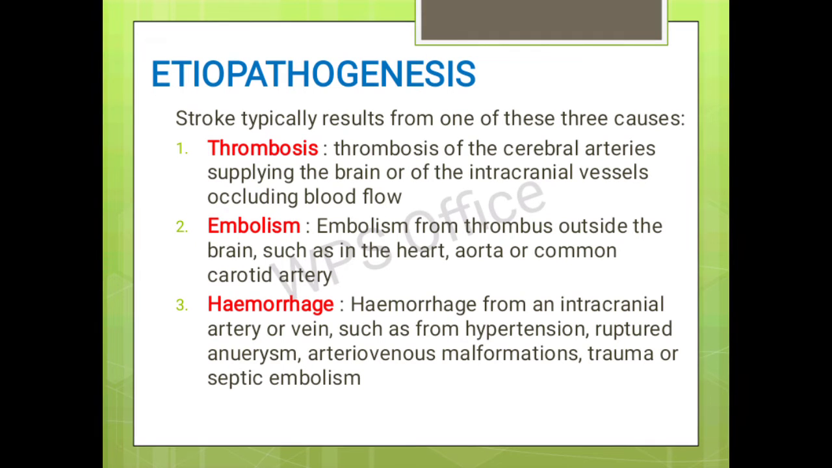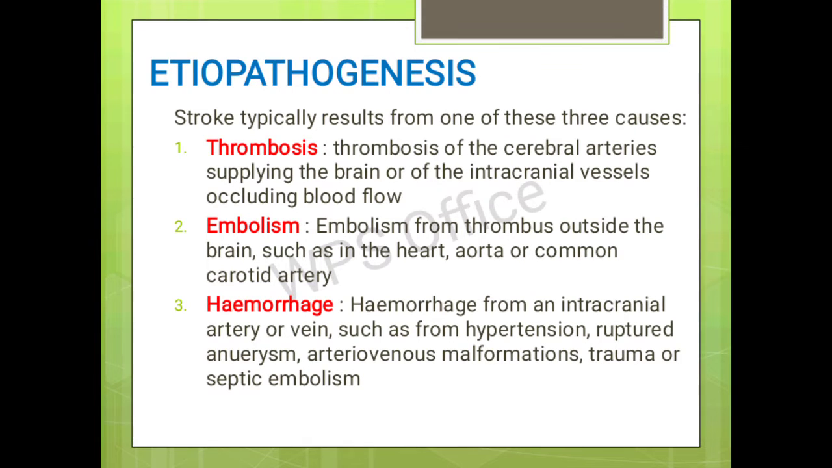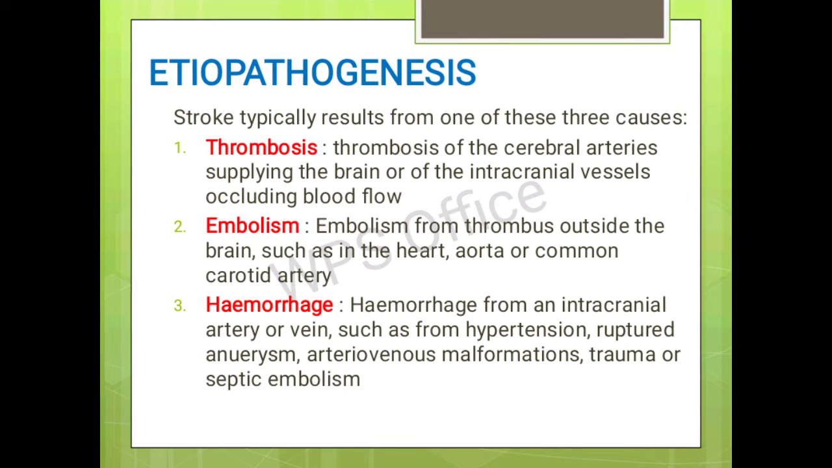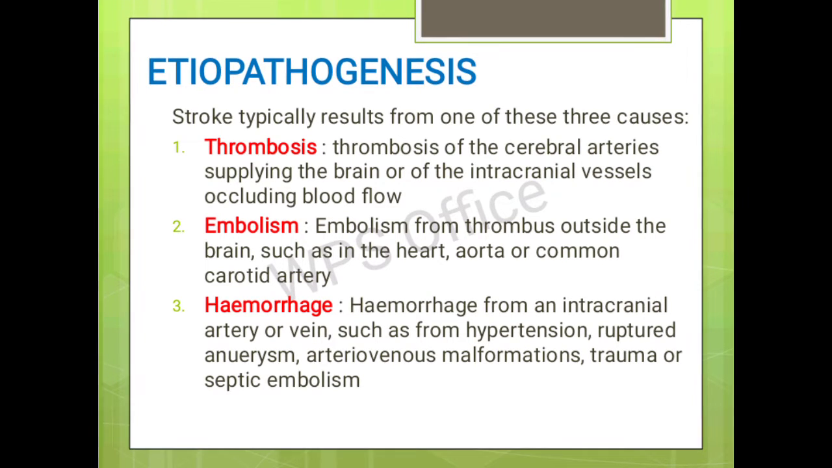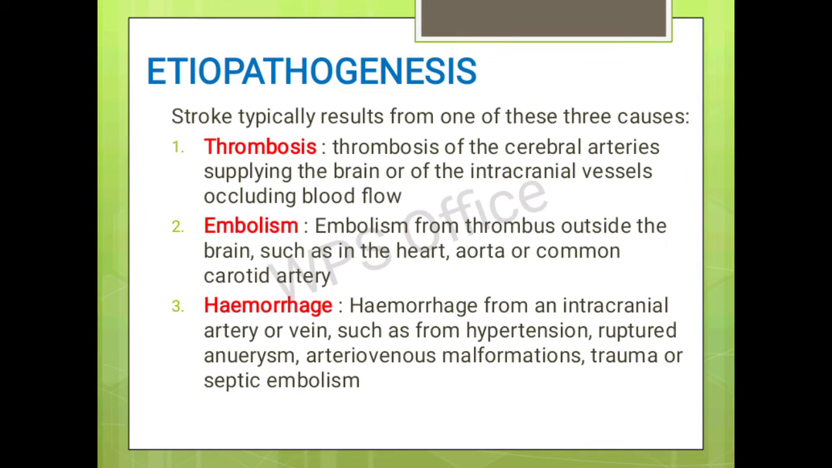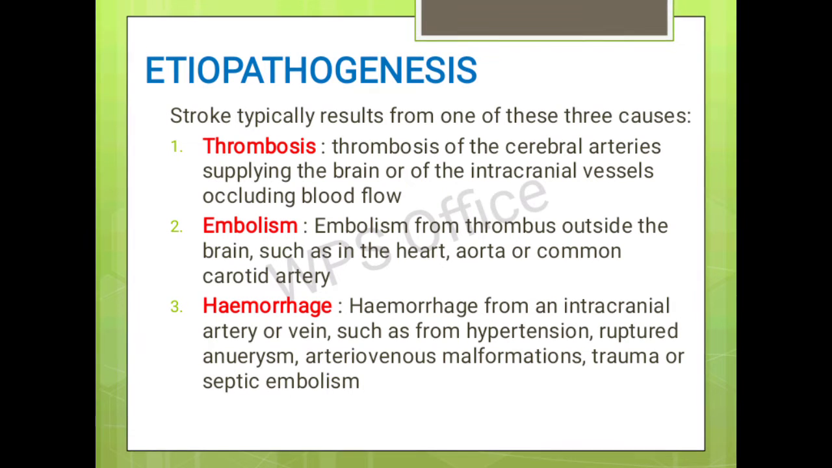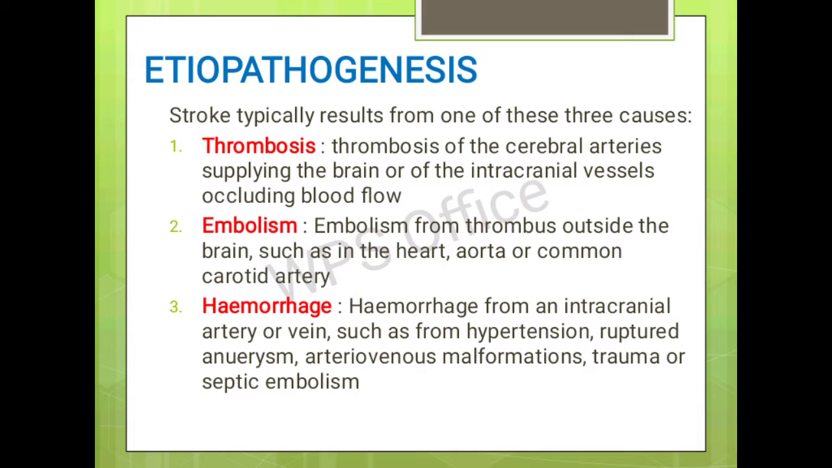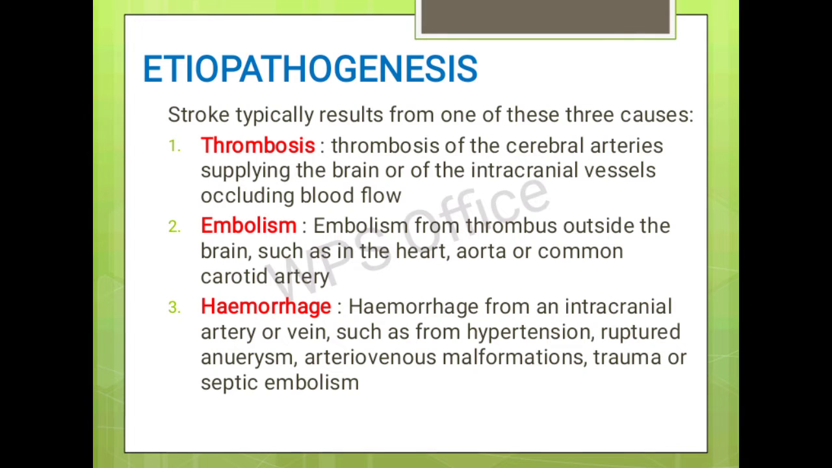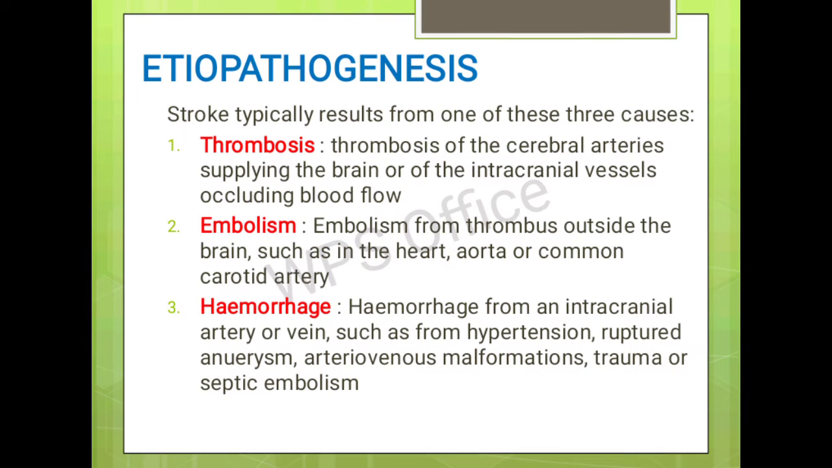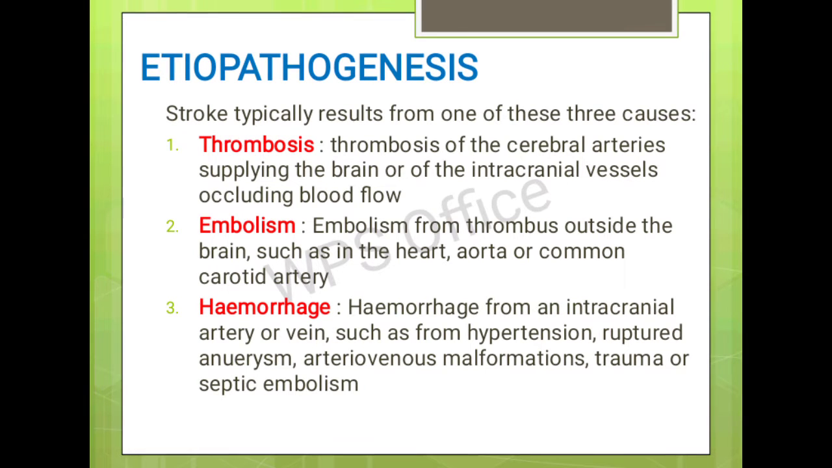So in the etiopathogenesis, a stroke typically results from one of three causes: thrombosis, embolism, or hemorrhage. Thrombosis is due to thrombosis of the cerebral artery. In the cerebral arteries supplying the brain or the intracranial vessels, thrombosis, that means large blood clots, might occlude the arteries inside the brain. Then it will cause obstruction, and at last it will lead to the deprivation of oxygen supply to that part of the brain.